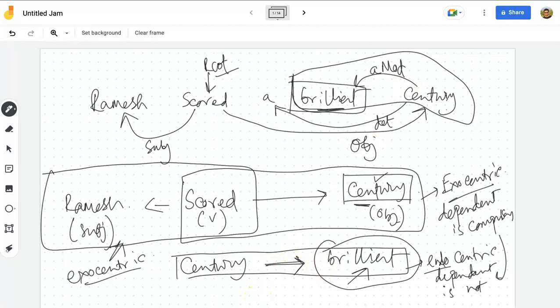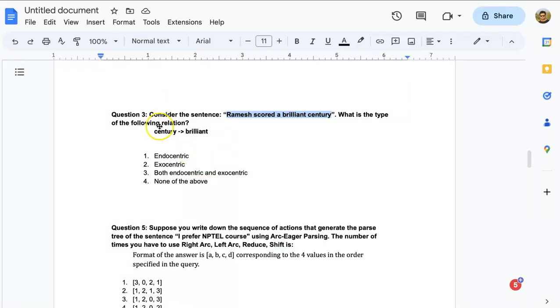Okay. So in our question, century to billion is an endocentric relation. Now if they have asked you to get the relation between scored and century, or scored and Ramesh, it will be an exocentric relation. It will be an exocentric relation if they ask for the relation between scored and Ramesh, or scored to century. So those are exocentric relations, and for century to billion, this is an endocentric relation.